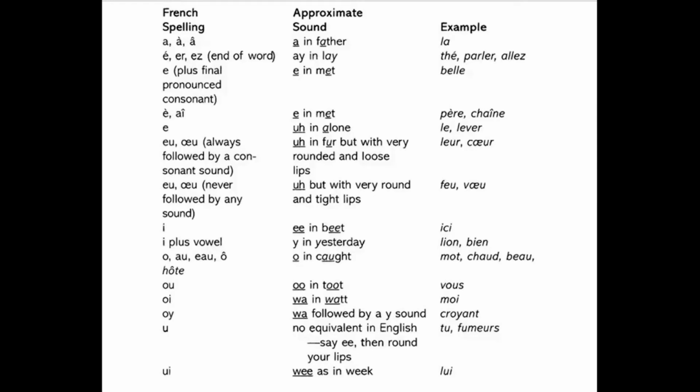Practice makes perfect. U sound has no equivalent in English. It's like E, say E, then round your lips. U, U, so it is tu, Kumu. Then UI sound is V. Lui. Lui. Okay, that's enough for today.